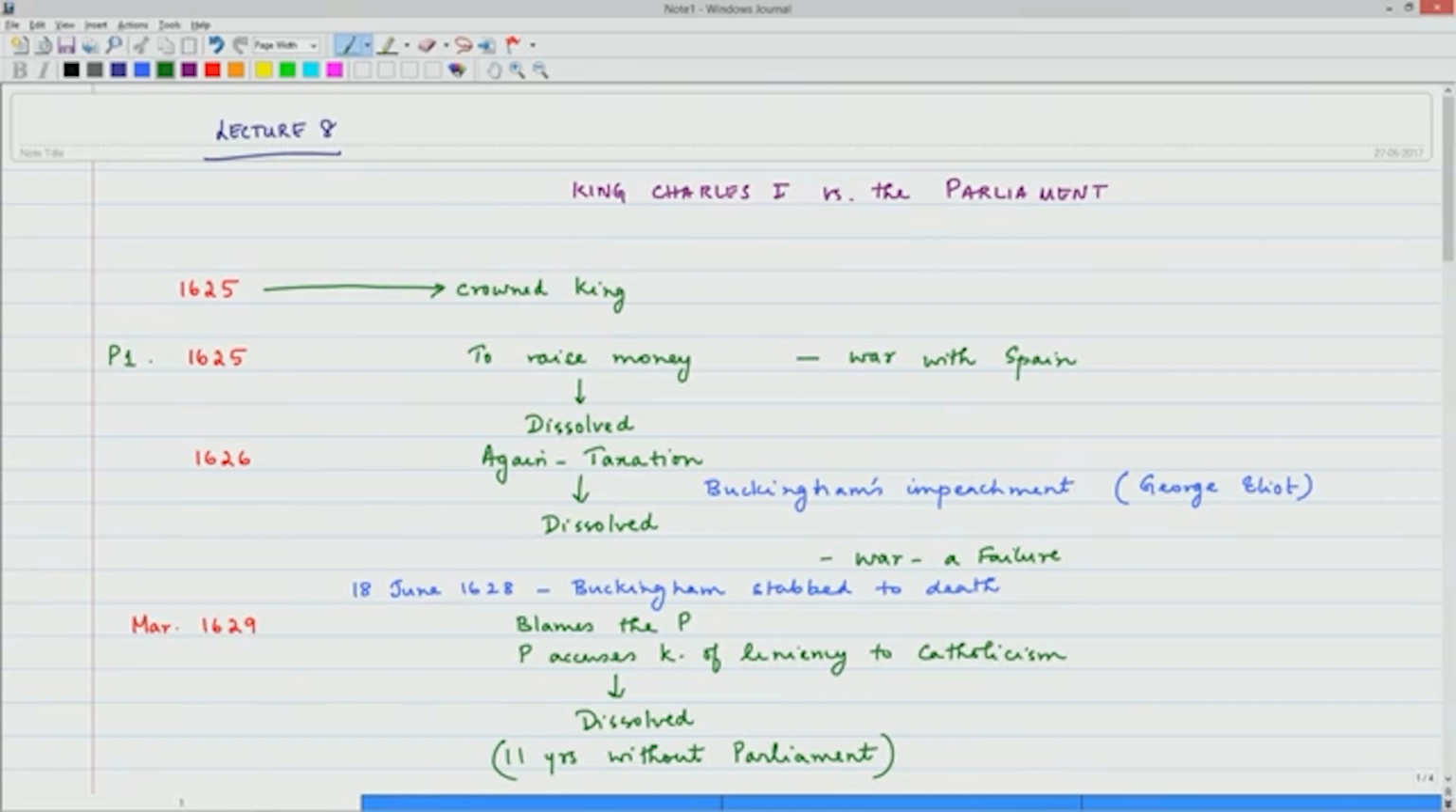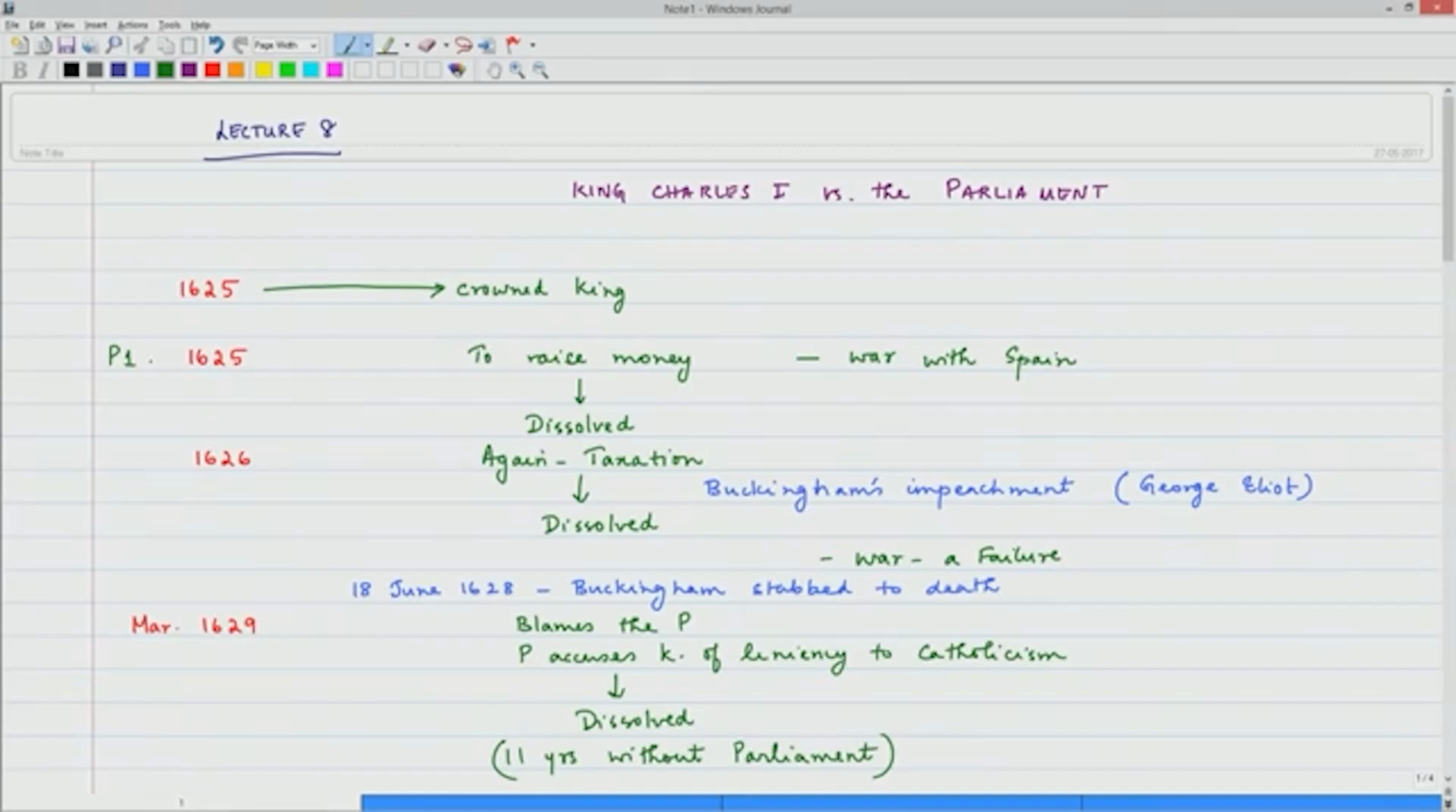Let us call it P1. The first parliamentary meeting happens in 1625. He summons the parliament to raise money. If you remember, most of the wealthy tradesmen and company owners of the time belonged to the supporters of the parliament, and so it was very important to enlist the parliament's support in order to tax the common people or to raise money, because there was no other way through which the court could raise money from the commoners at that point of time.